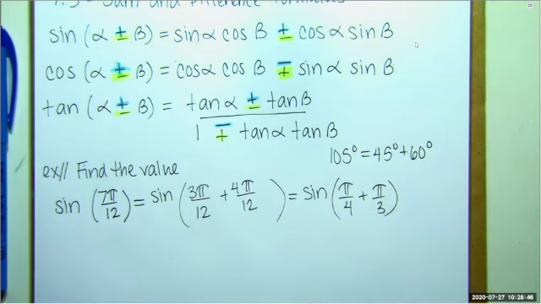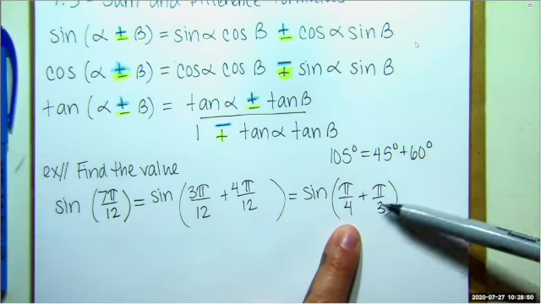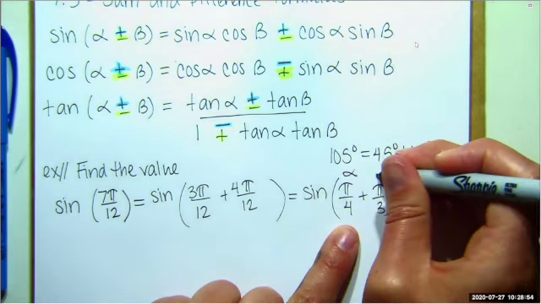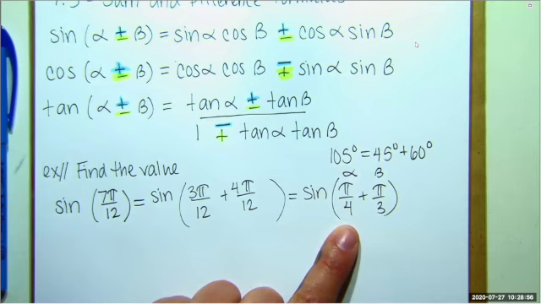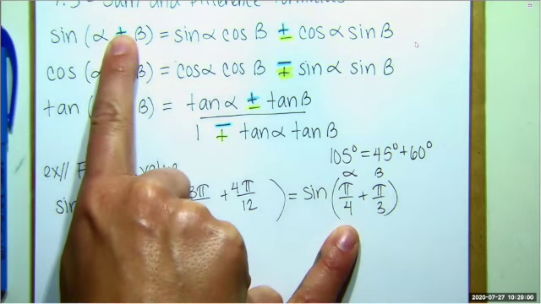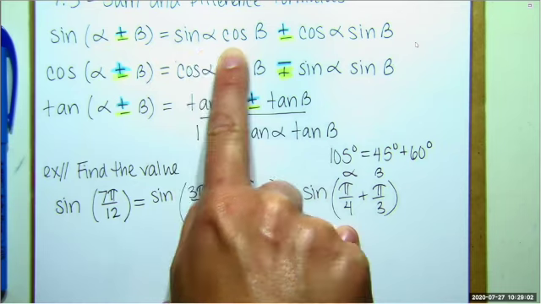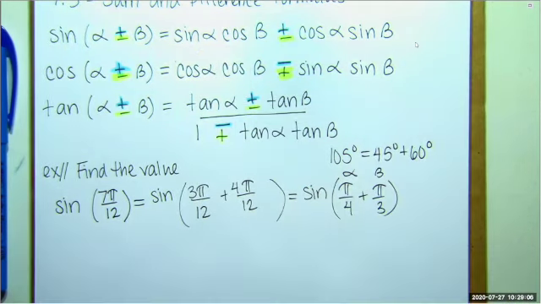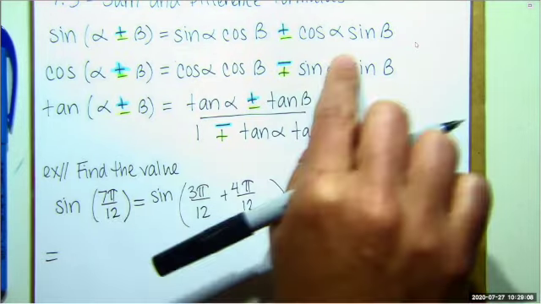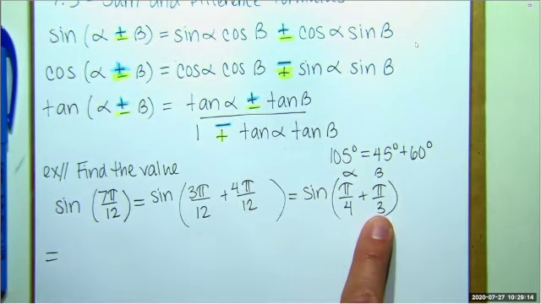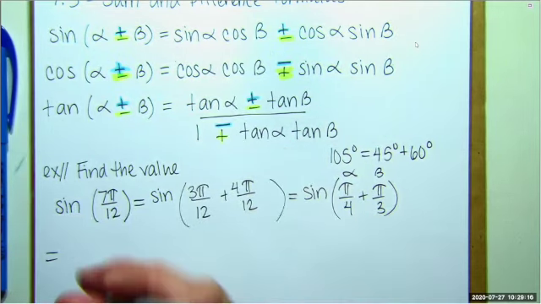All right, so what we want to do is we have sine of something plus something. So this is going to be the sum formula. This I'm going to call angle alpha, and this I'm going to call angle beta. If we look up here, I have sine of alpha plus beta. That's going to be equal to sine of alpha cosine beta plus cosine alpha sine of beta. So all I'm going to do is use this formula and fill in alpha and beta. Alpha is going to be pi over 4 or 45 degrees if you like degrees better. Beta is going to be pi over 3 or 60 degrees if you like that better.